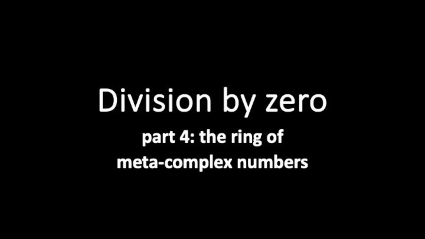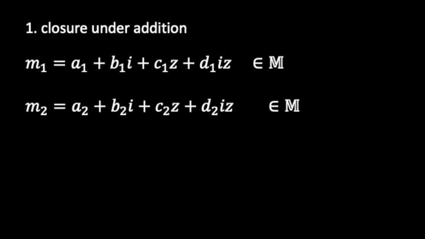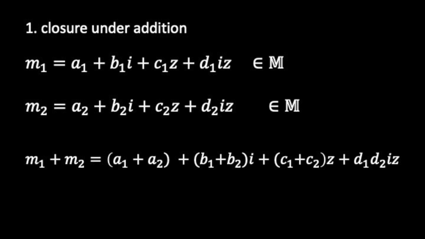The first property under investigation is closure under addition. In the previous video, we already saw that when we add two metacomplex numbers together, we obtain another metacomplex number. Therefore, we can say that the set M of metacomplex numbers is closed under addition.